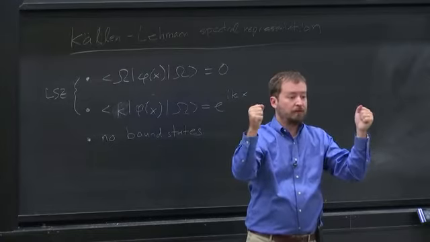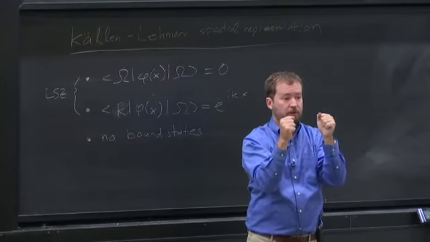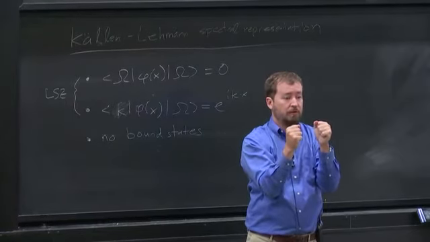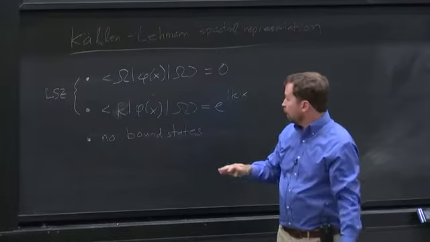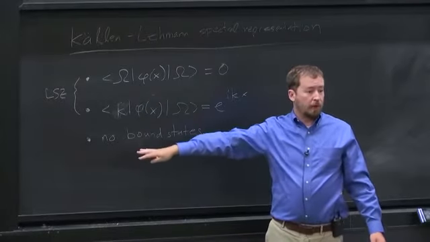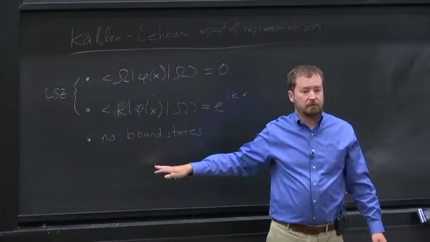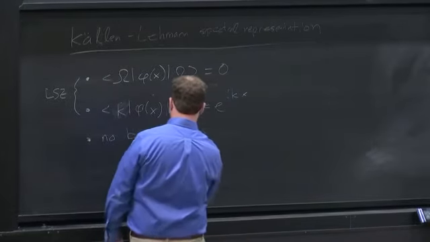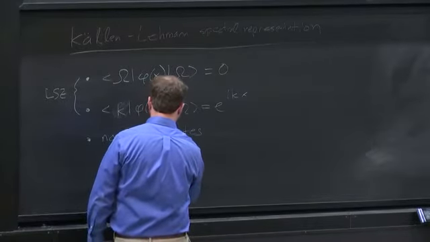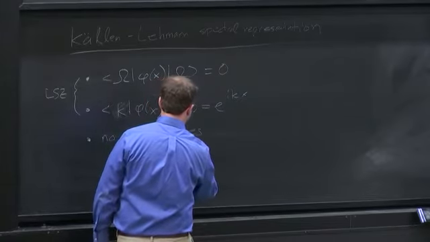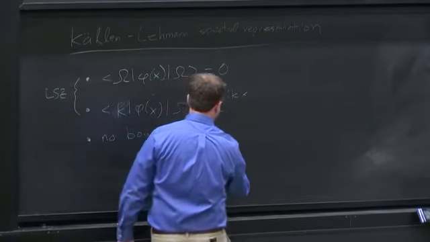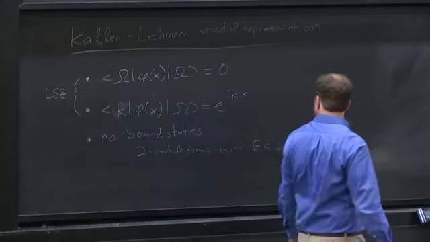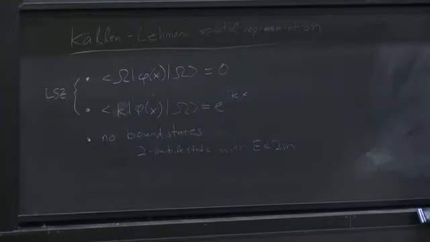On the other hand, if there's a bound state, there'll be some attractive force between those two particles, and we can have a state that has energy of less than 2m. And that's what I mean by a bound state, even in the quantum system. A bound state is a state of two particles that has an energy of less than 2m. So this is a two or more particle state, with E less than 2m.